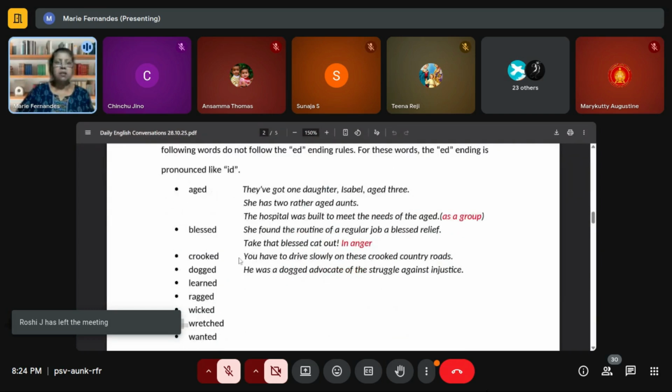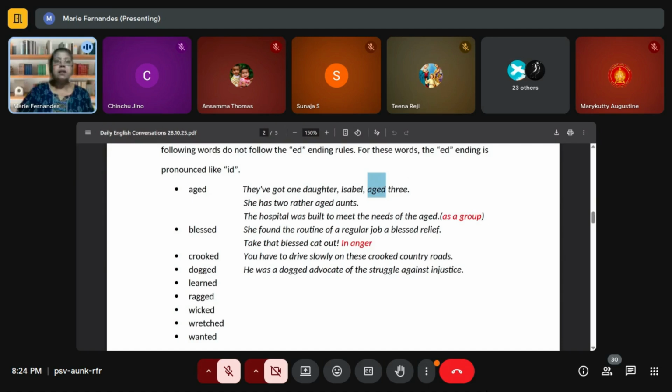Now, I will read it out. Aged. You can say it both ways, depending on the context. Always read the context and then you pronounce the word. Aged or aged. When I say aged, they've got one daughter, Isabel, aged 3. But another way of saying it is, she has two rather aged aunts. Can you see? Id. Aged aunts. It all depends on the context. Accordingly, you have to pronounce the word.